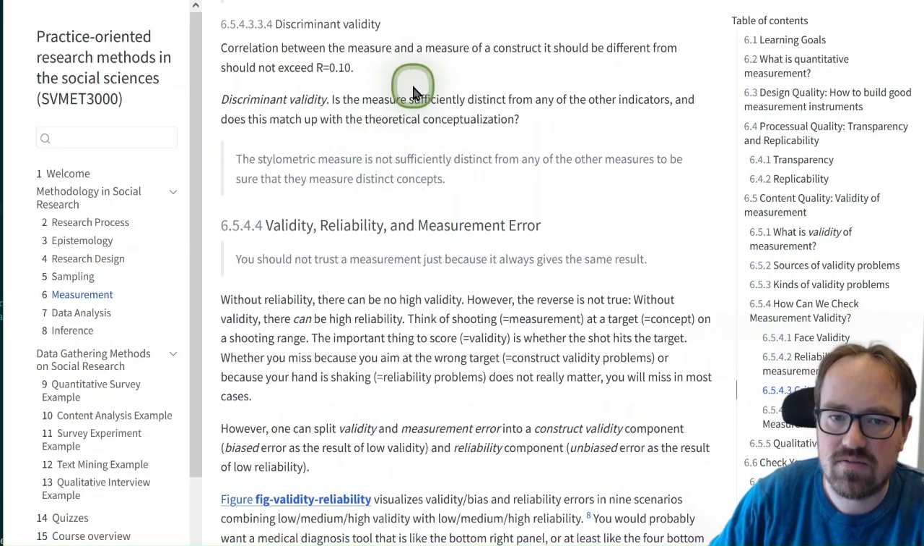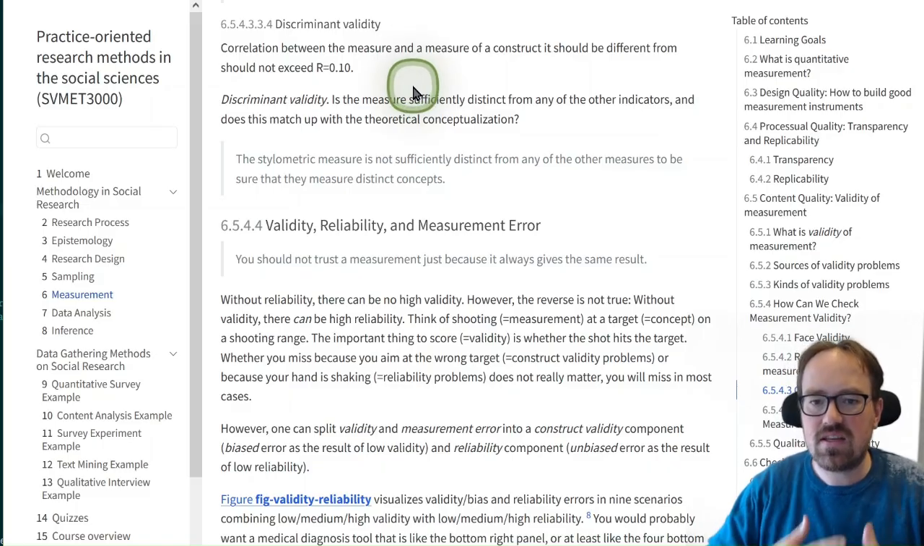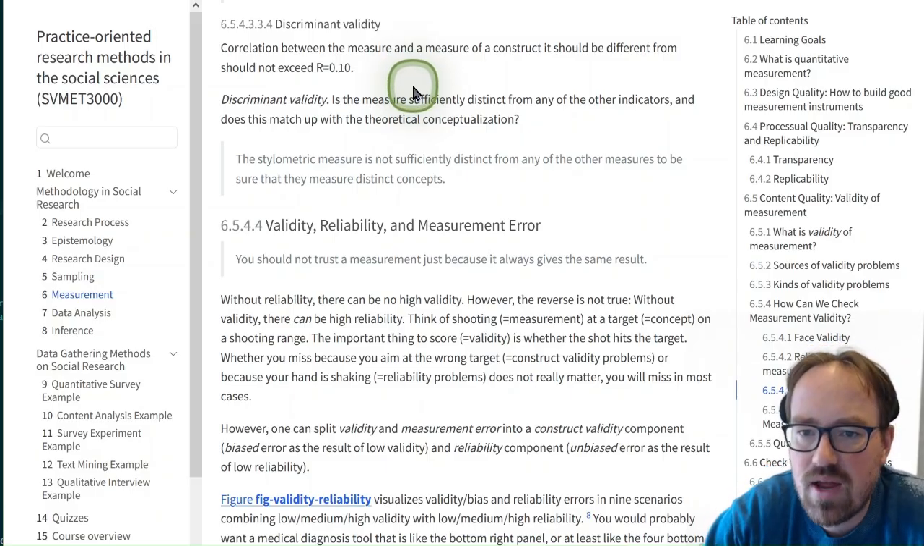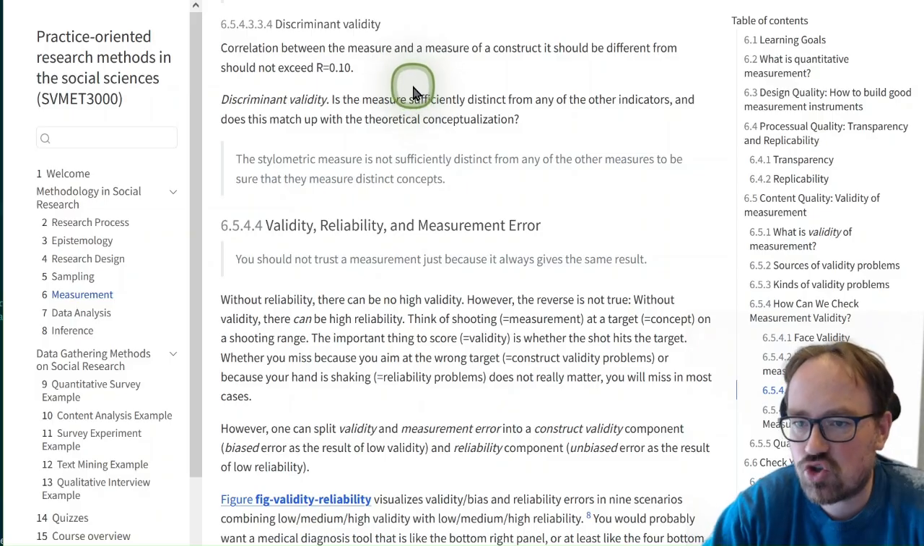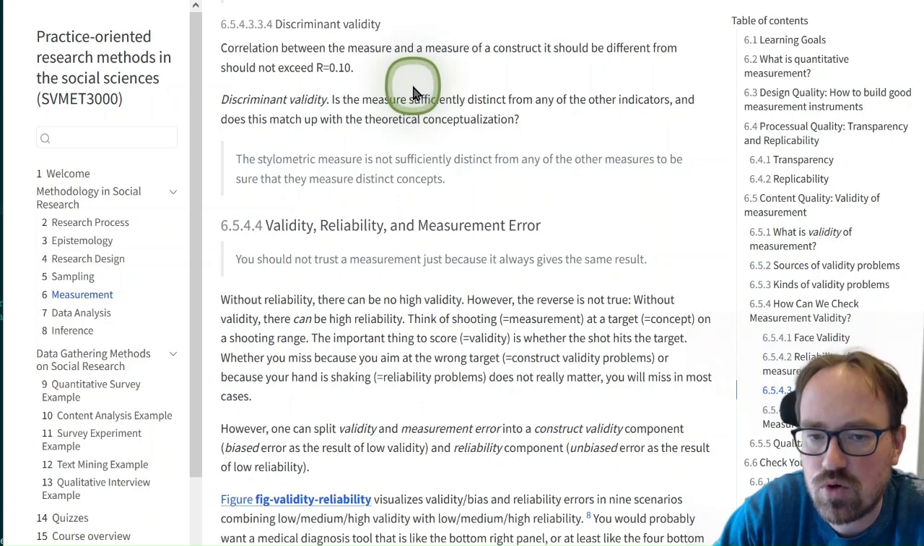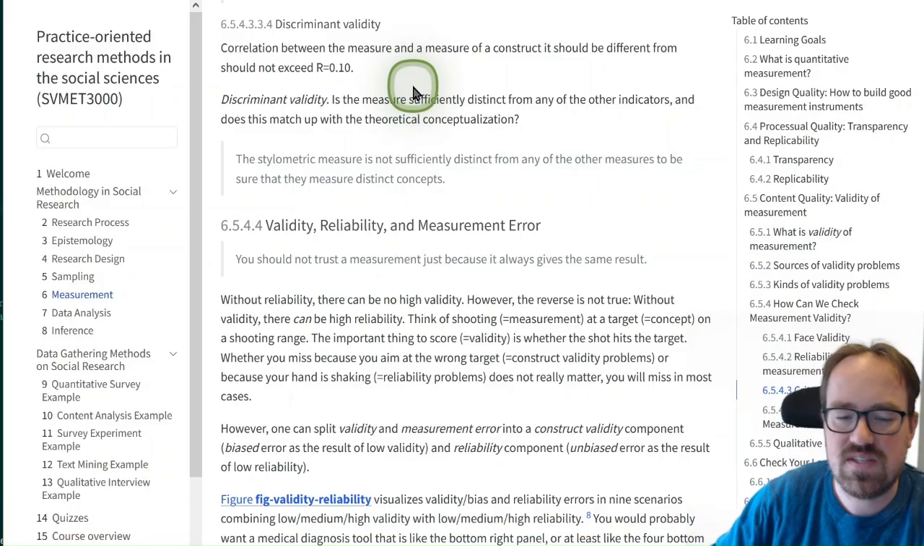Finally, discriminant validity. Is this writing ease score something different than a thing we want it not to measure or not to reflect? The correlation between the measure and the measure of a construct it should be different from should not exceed R equals 0.1 and also not minus 0.1, so it should hover around 0.